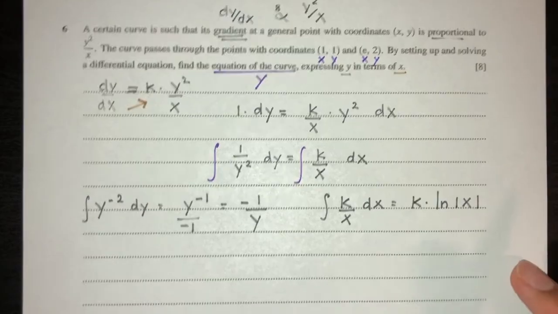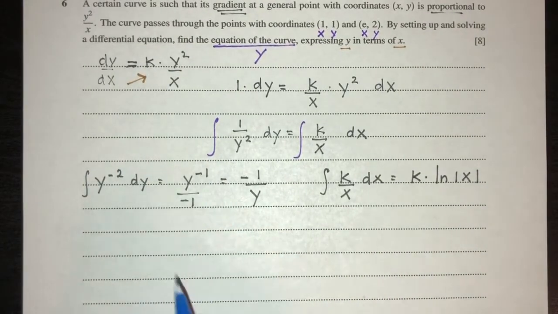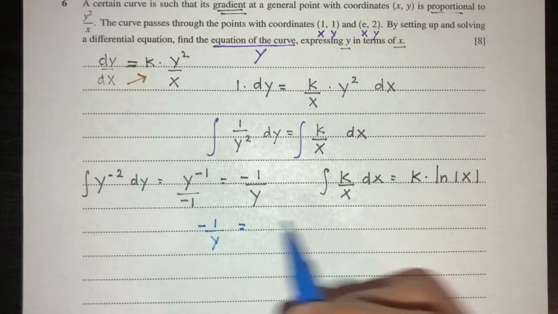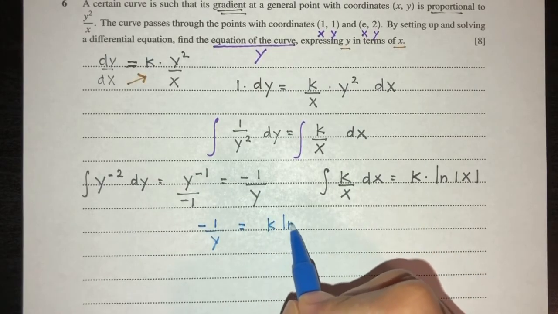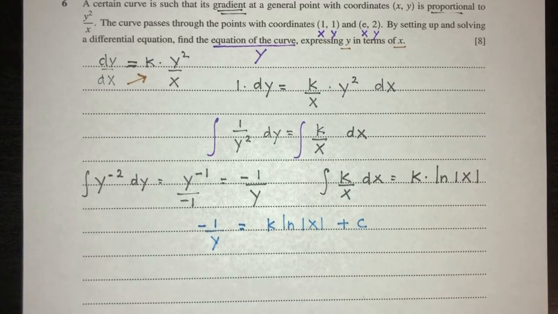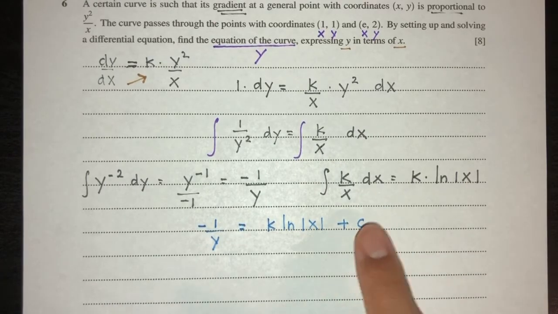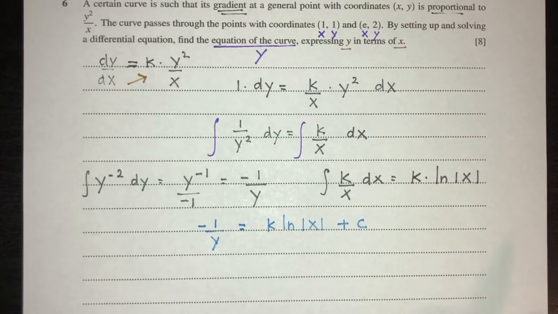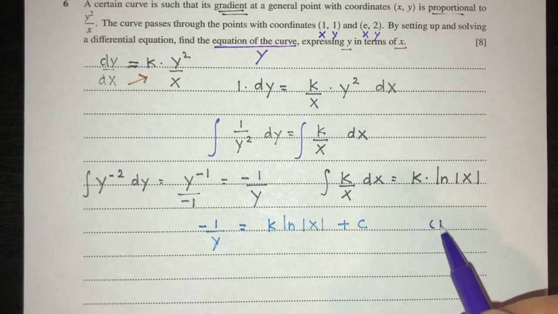So let's see what we have right now. On this side we have minus 1 over y is equal to k ln of x plus c. This is what we have right now. Make sure you don't forget this value of c, because we need to use those 2 points to find the value of c.